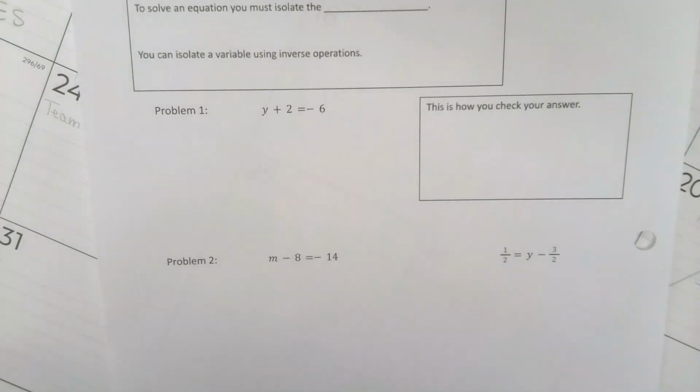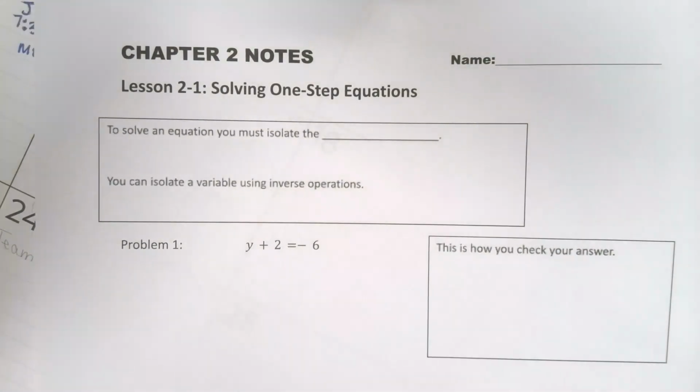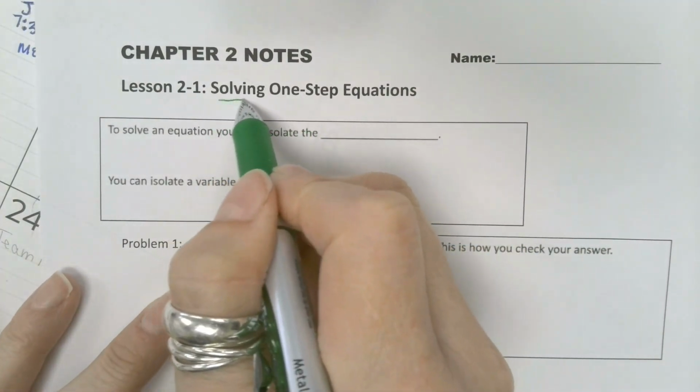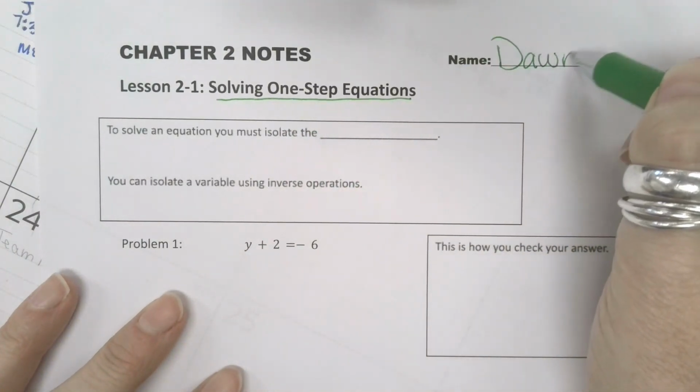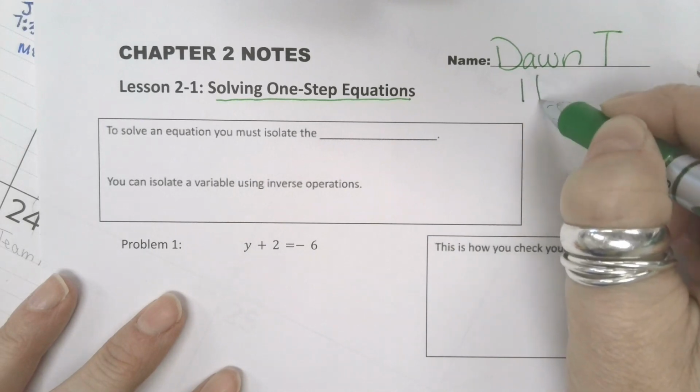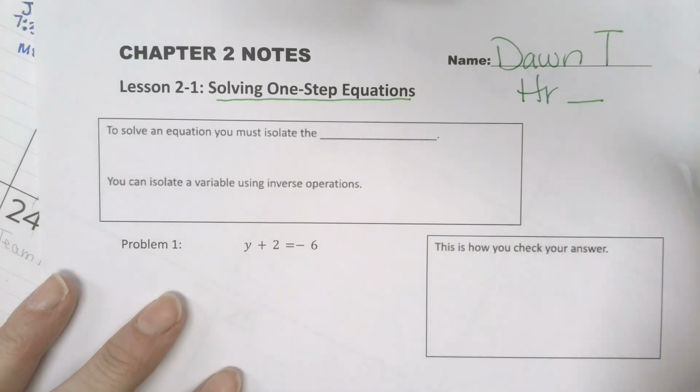We're going to start lesson two, or chapter 2 today, excuse me. Lesson 2-1. We're going to be solving one-step equations. Before you get too far, make sure you put your name on your new packet and your hour.